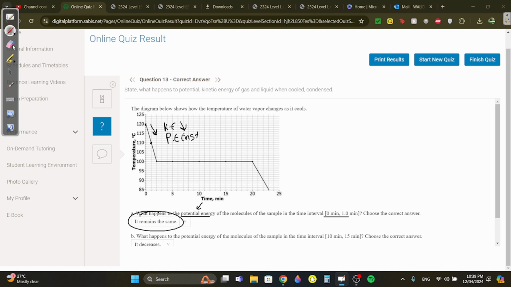How about the potential energy between 10 minutes and 15 minutes? There's no change in temperature. So what does that mean? Kinetic energy stays constant. We're not changing the kinetic energy since there's no temperature change.